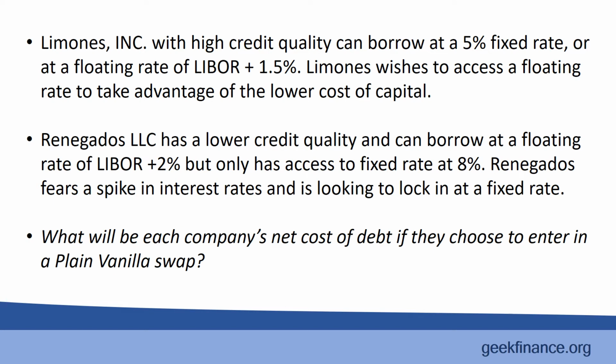Limones Incorporated, with a high credit quality, can borrow capital at a 5% fixed rate or at a floating rate of LIBOR plus 1.5%. Limones wishes to access a floating rate to take advantage of the lower cost of capital. Renegados LLC, which has a lower credit quality, can borrow at a floating rate of LIBOR plus 2%, but can only access the fixed rate at 8%. Renegados fears a spike in interest rates and is looking to lock into a fixed rate. What will be each company's net cost of debt if they choose to enter into a plain vanilla swap?